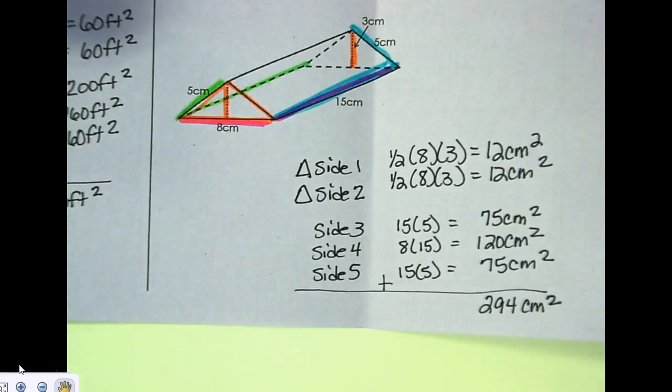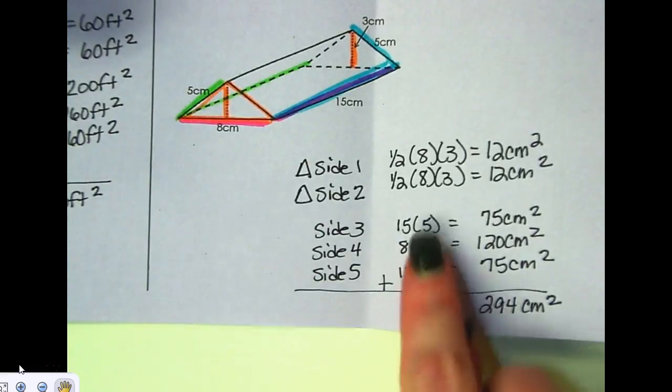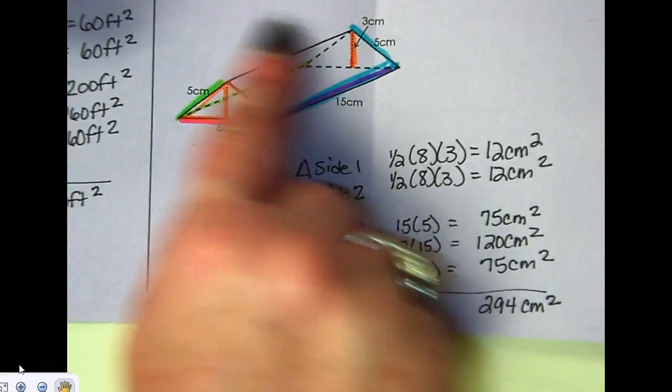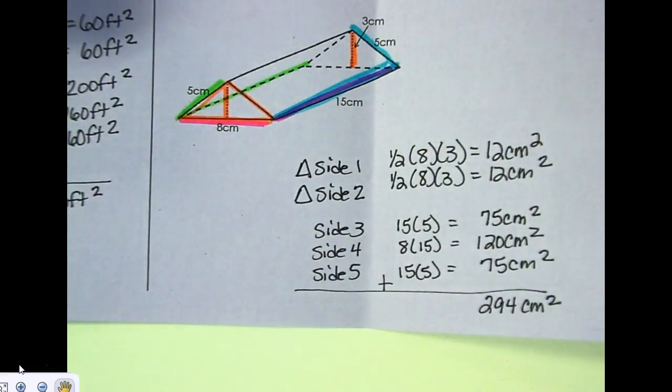Yeah, because you could have measured them in any order, right? You could have looked at them in any order. That doesn't matter.